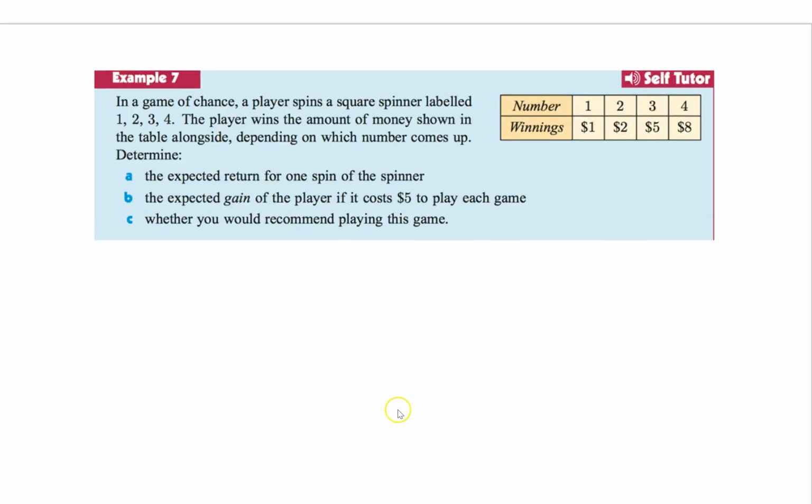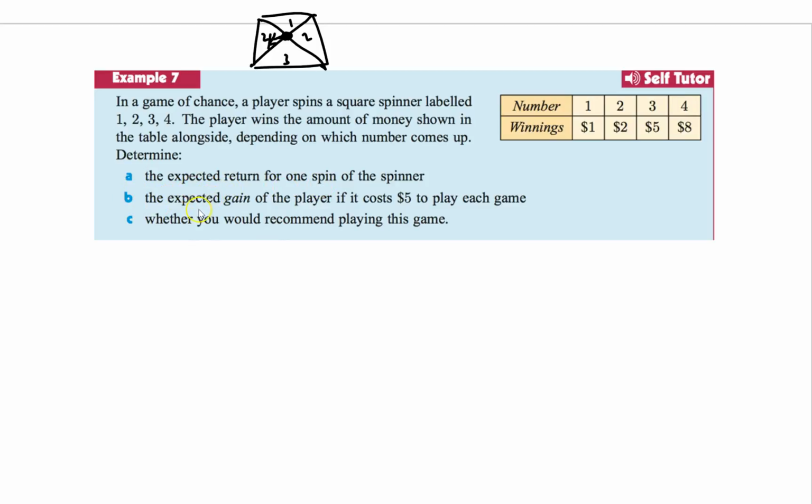And let's do a quick example to show what we're talking about. In the game of chance, the player spins a square spinner labeled 1, 2, 3, 4. So right here's my square spinner. I don't need to draw this on the board. 1, 2, 3, 4. The player wins the amount of money shown in the table depending on which number comes up. If a 1 comes up, you get $1. If a 2 comes up, you get $2. If 3 comes up, you get $5. If 4 comes up, you get $8.